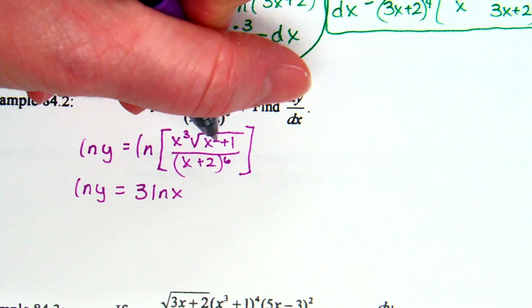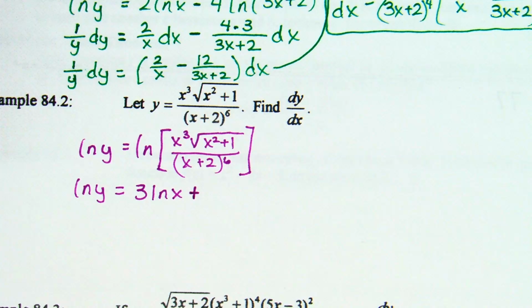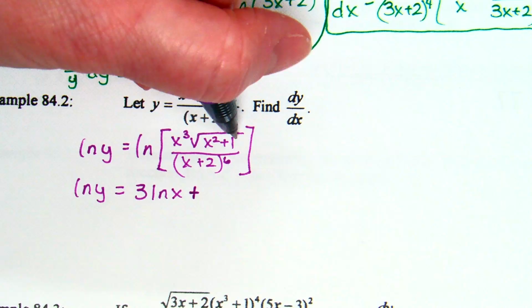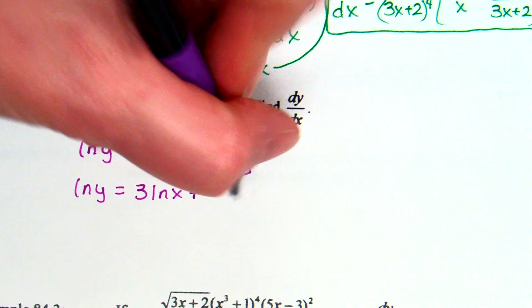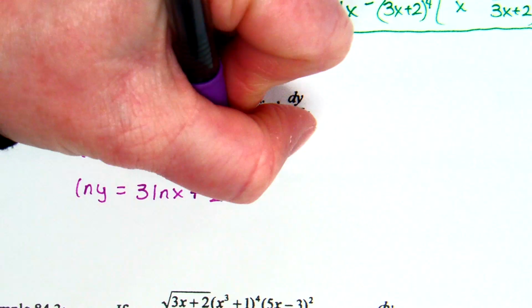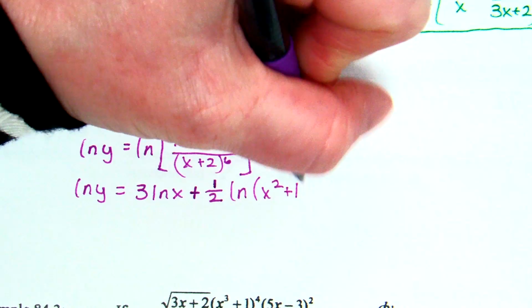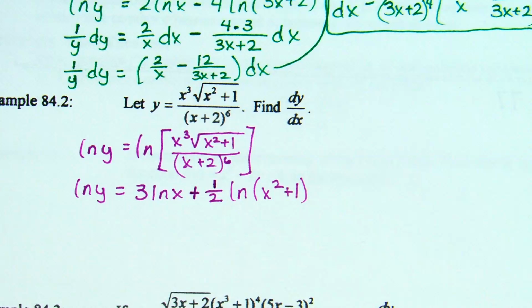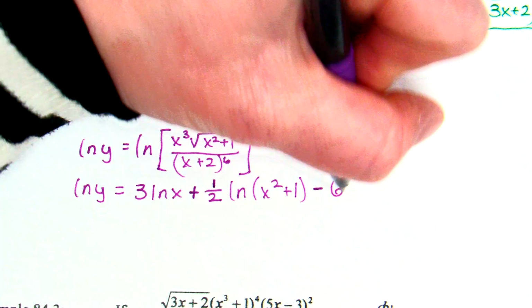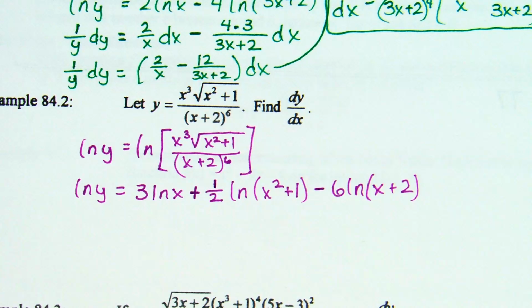Then I have this piece being multiplied on top, so I'm going to add. It's natural log of the square root of x squared plus 1. So that square root is going to come out front as 1/2 natural log, and I'm going to put parentheses around x squared plus 1. And then we're going to minus the log on the bottom, and it has a power of 6, so minus 6 natural log, parentheses, x plus 2. That wasn't that bad. If you can do that all in one step, it saves you having to write it out a couple of different times.